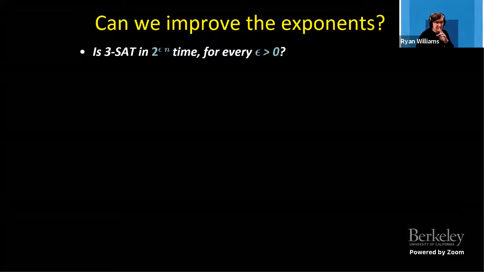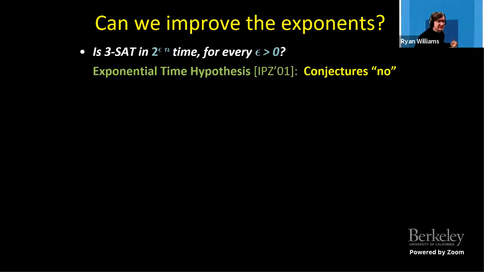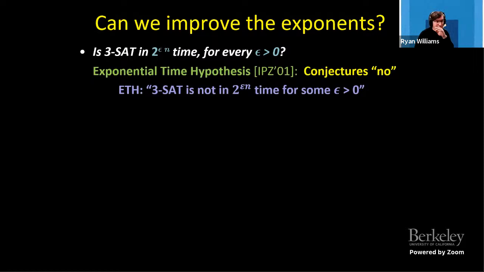Okay, so the exponential time hypothesis of Impagliazzo, Paturi, and Zane conjectures no, that this is not possible. And this is a vast, vast strengthening of P different from NP. P different from NP is saying 3-SAT is not in P; we're saying it's not even in sub-exponential time, right? So this is a restatement of the so-called ETH, the exponential time hypothesis.